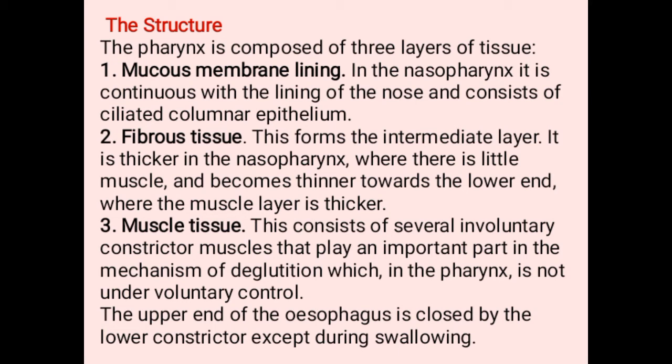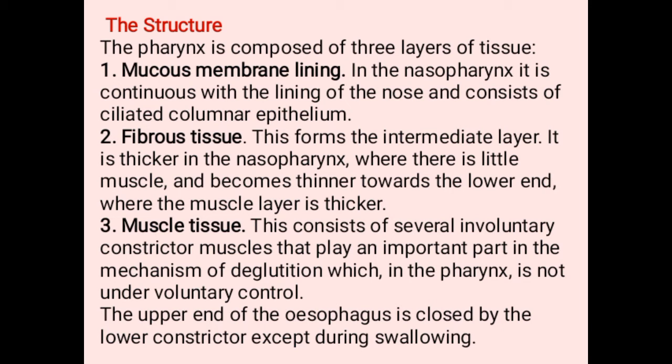and it's mucous membranes. It also has the fibrous tissue, which helps to maintain its integrity, and it forms the intermediate layer. It's actually in the middle of the structures of the pharynx. And also it has the muscle tissue. This muscle tissue actually helps in the deglutition. In this case, deglutition, we're just talking about the swallowing mechanism.